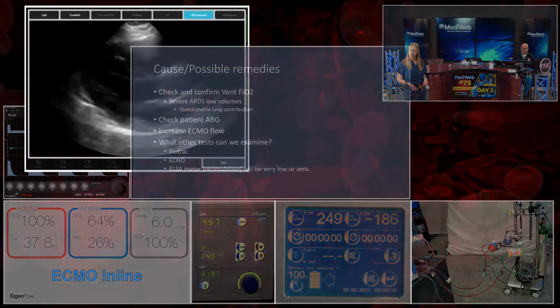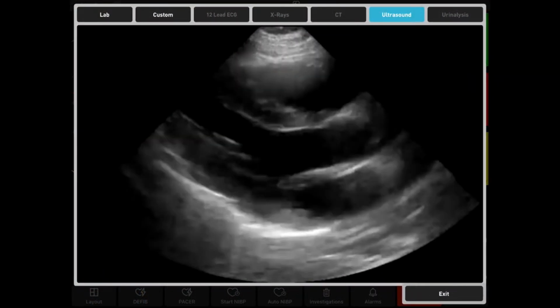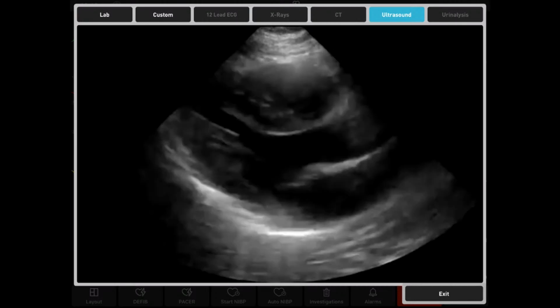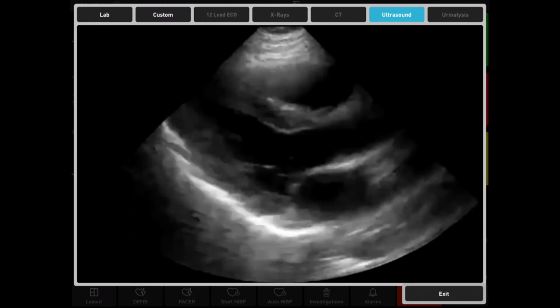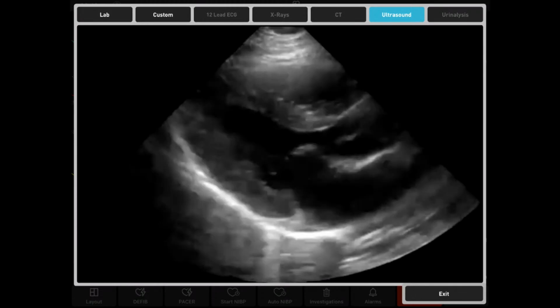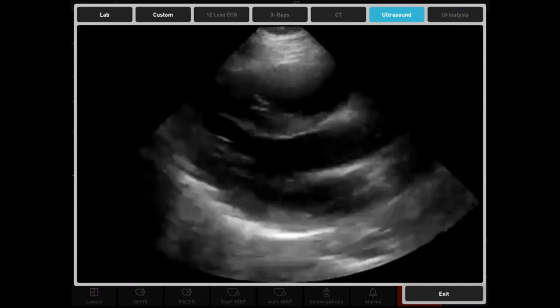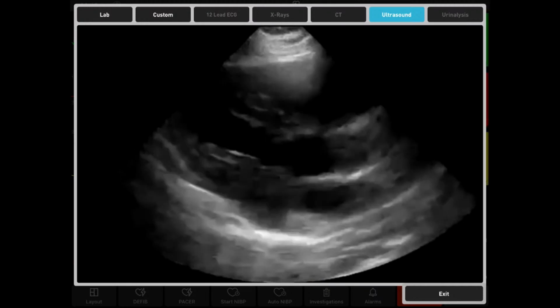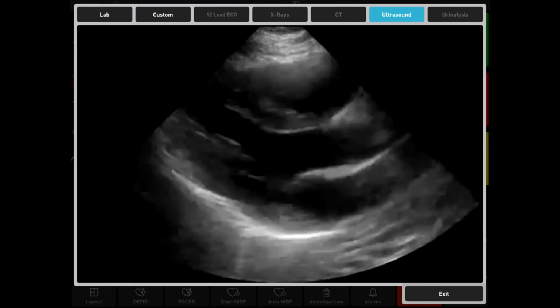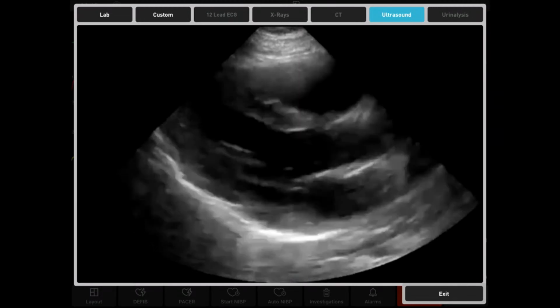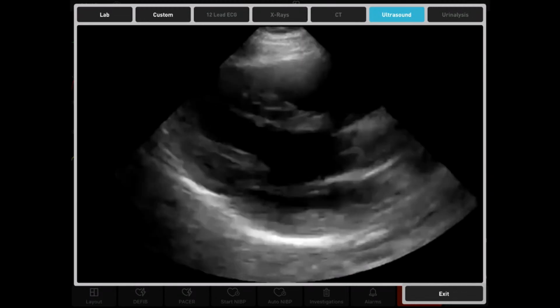And go full screen on that, please. And you can see here by this echo, it's not very smooth running over the internet, but you can basically appreciate that it is a very hyperdynamic heart. And I'm sorry that you can't see it as clearly as I would like you to, but it is a very hyperdynamic heart, RV and LV. All right.